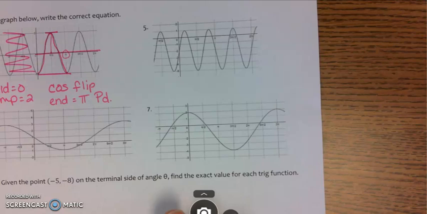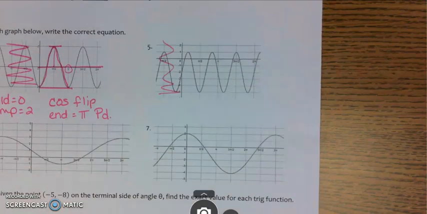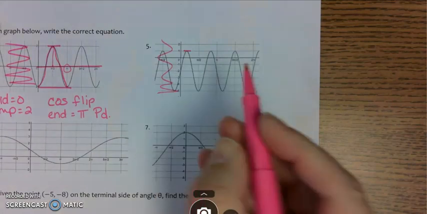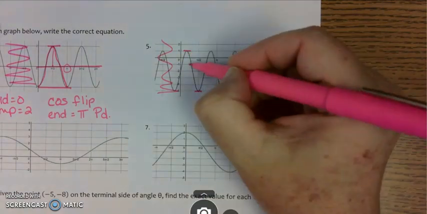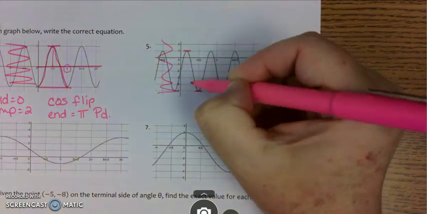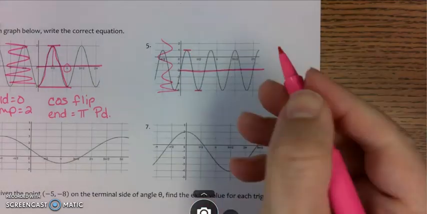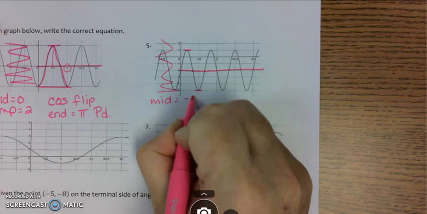So again, scribble, scribble, scribble. Figure out our midline. So the top is at 1, bottom's here at 6. So that is 1, 2, 3, 4, 5, 6. Half of 6 is 3. 1, 2, 3. Okay, so midline is at -2. Amp is at 3.